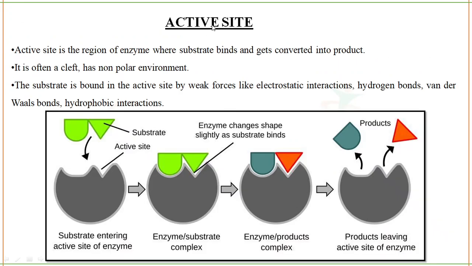Active site. Active site is a region in the enzyme. Okay, so this is an enzyme, this is the active site. You see, this is the very specific site to which your substrate will come and bind. Active site is the region of the enzyme where the substrate binds, and after the substrate binds to the active site, it will form an enzyme-substrate complex. Enzyme and substrate form a complex, and then the substrate will get converted into product. After that, the product will be released from the enzyme.